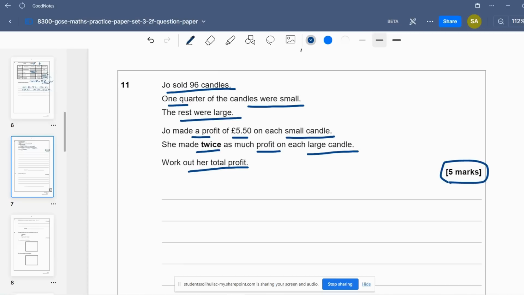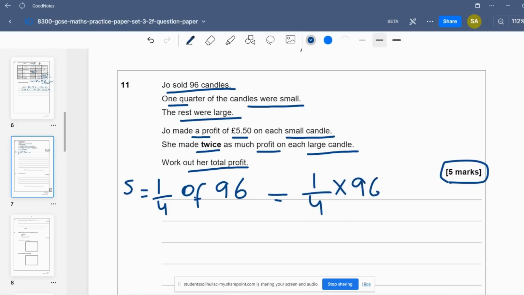We start by reading the first sentence. It says Joe sold 96 candles. So we make a note of these numbers. We have 96 candles altogether, which she sold. 1/4 of the candles were small, so we find what is 1/4. We put S for small. A quarter means 1/4 of 96. Now, "of" means multiply. On your calculator, you type 1/4 times 96, and that gives you the answer, which is 24.